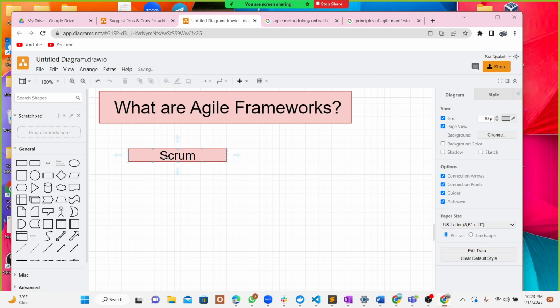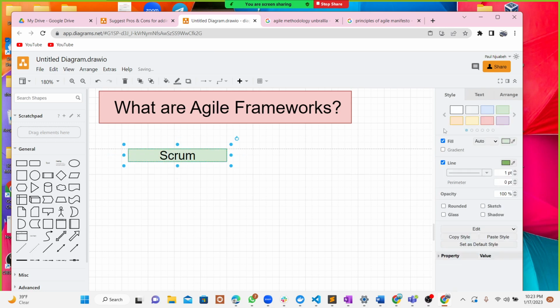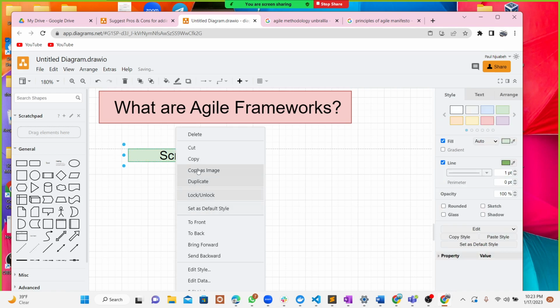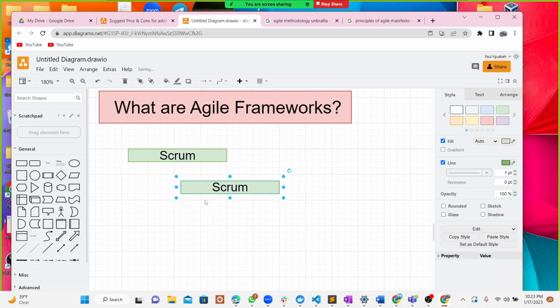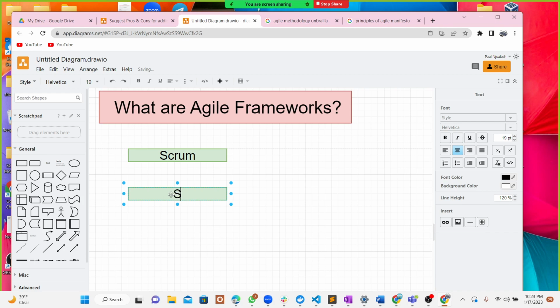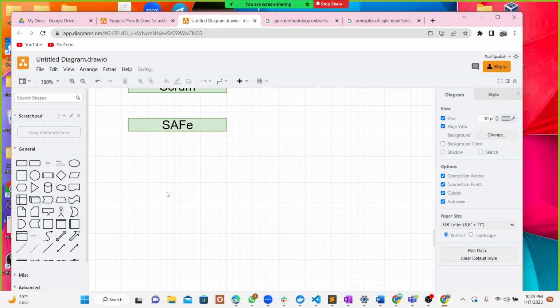Let me change this color to green. So one of them was Scrum. Another one was Lean. The next one was, I would say, SAFe first. And then the next one was Lean.